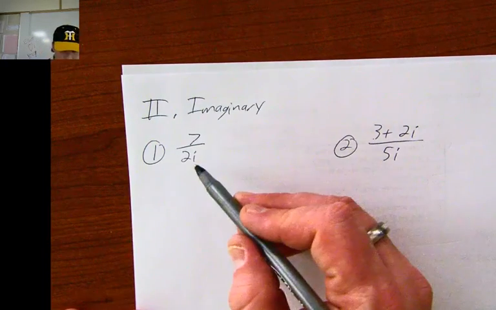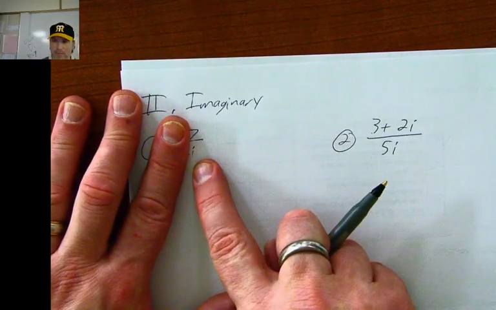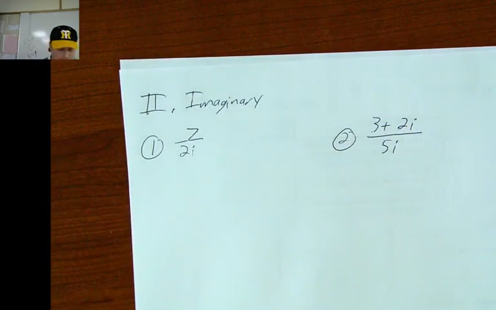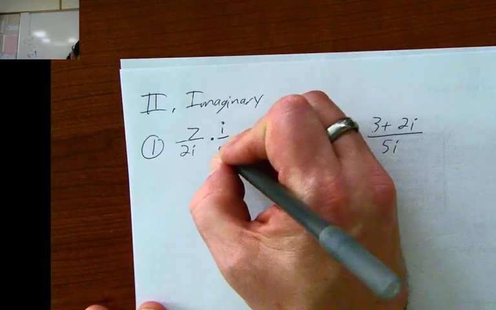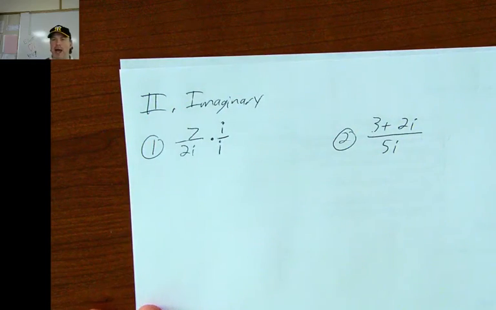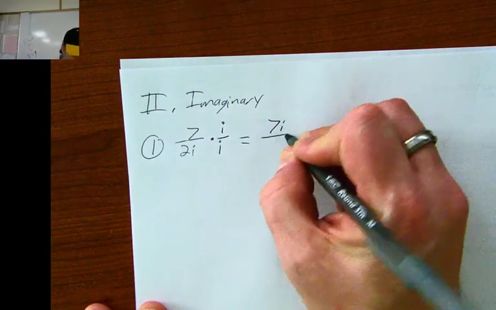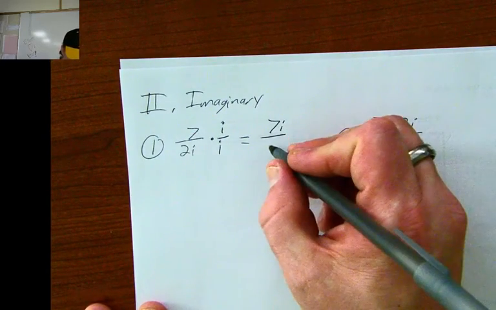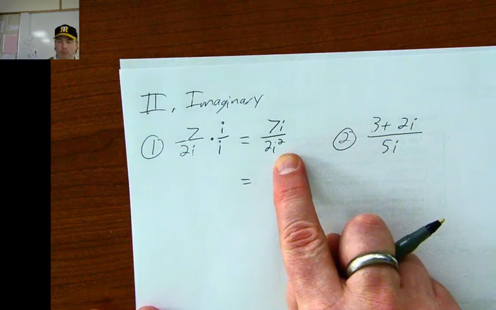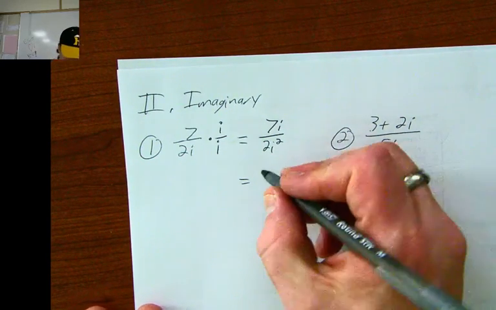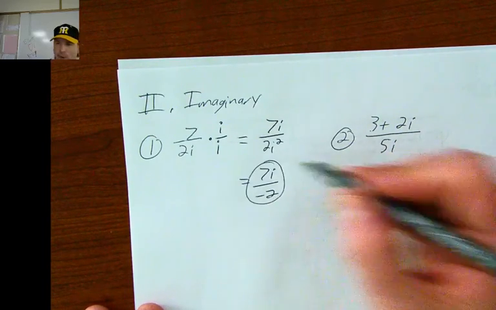By multiplying it by, the problem here is this i. And we know that i squared is negative 1. So if I multiply the numerator and the denominator by i, 7 times i is 7i. Denominator 2i times i is 2i squared. i squared becomes negative 1, so this becomes a negative 2. So I get 7i over negative 2. And you could leave your answer like that.